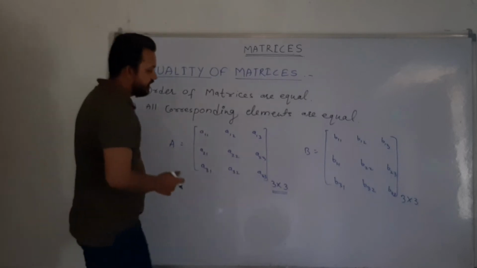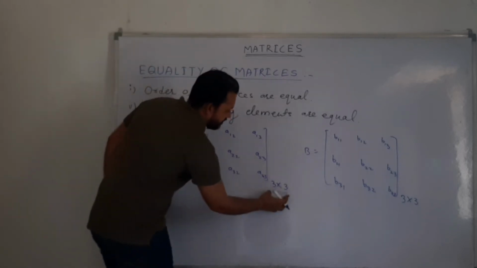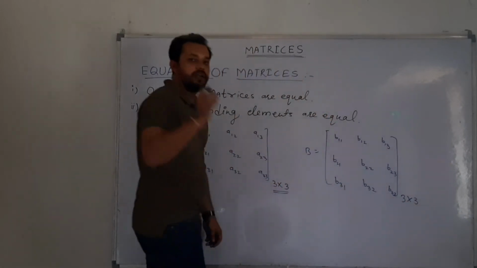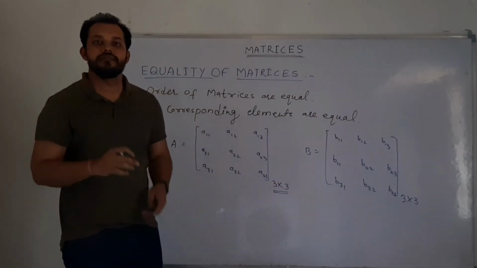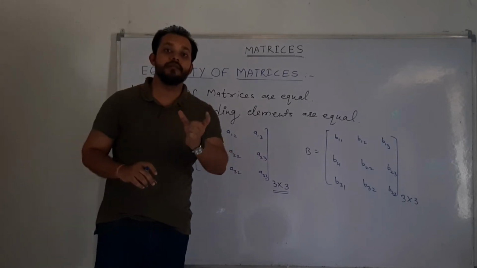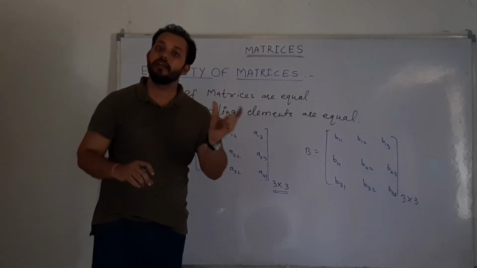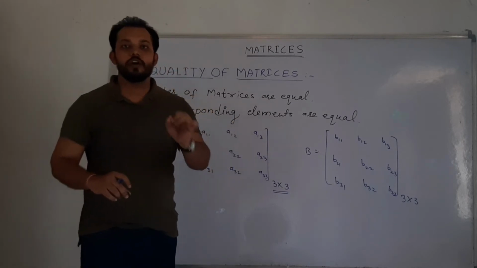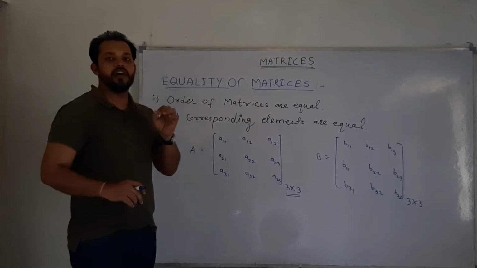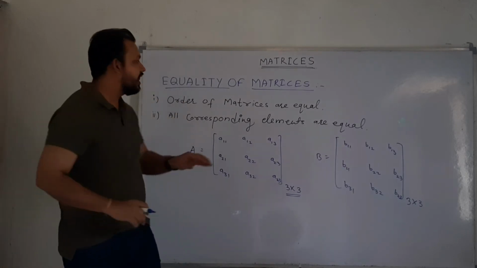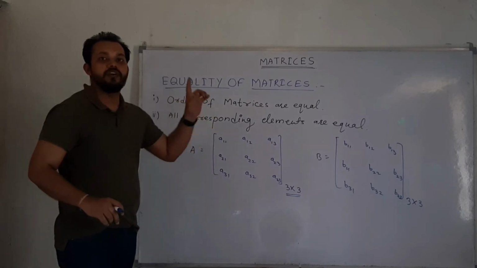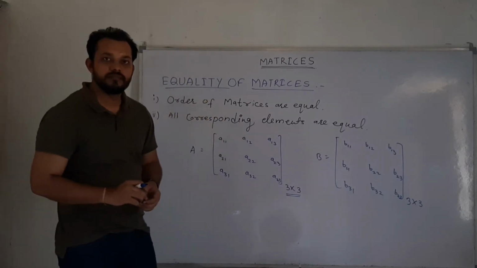We can easily check here. The order of the first matrix is 3 cross 3. The order of the second matrix is also 3 cross 3. Hence, the two matrices are comparable. We can compare their elements because their order is equal. After checking the order, now we will check the second criterion, that means their corresponding elements.